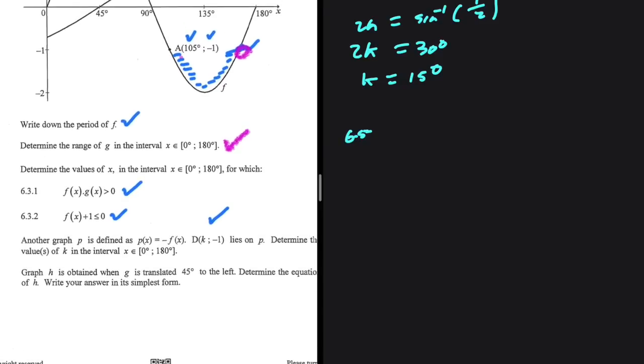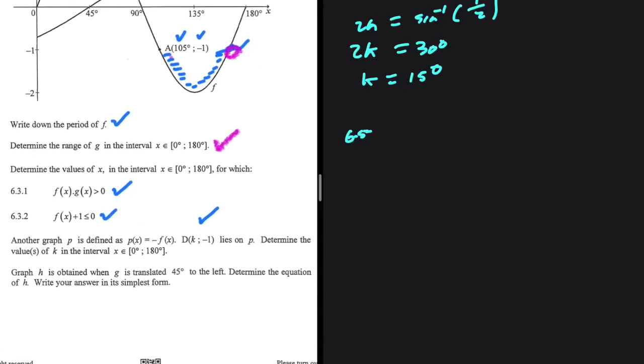The graph of h is obtained when g is translated 45 degrees to the left. Translation to the left is plus, right? So when it is translated 45 degrees to the left, that is x plus 45 degrees. Okay, if it was to the right, it would be x minus 45 degrees. Determine the equation of h. Write down your answer in its simplest form.